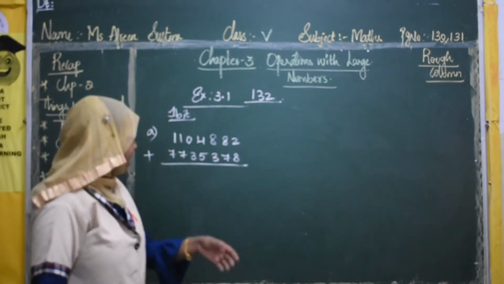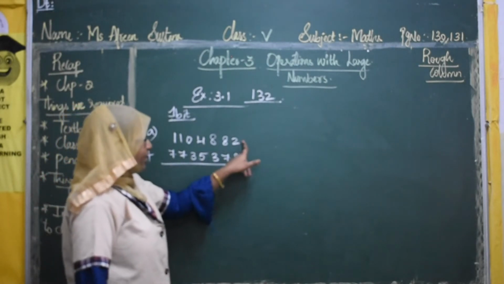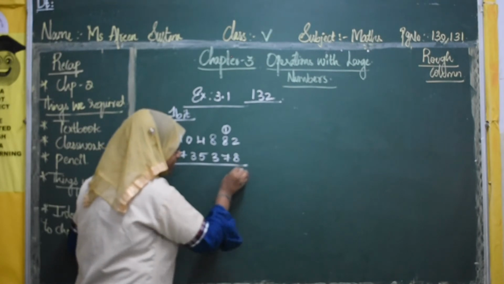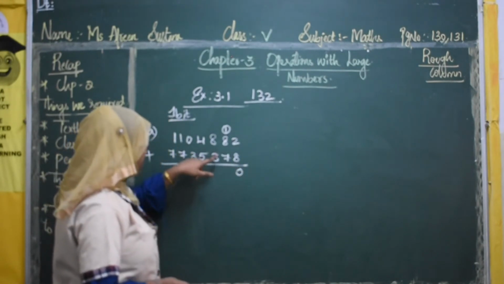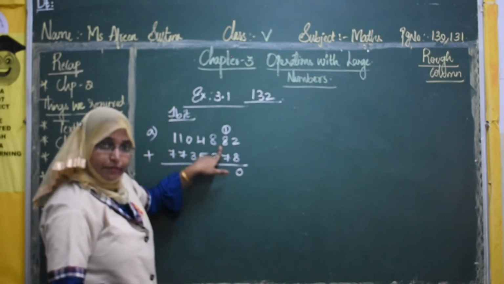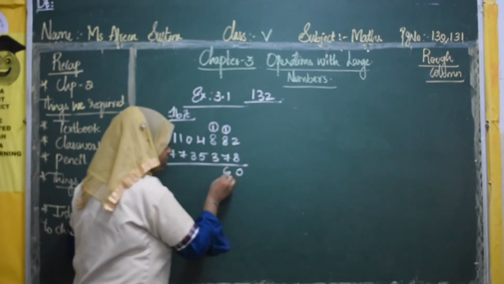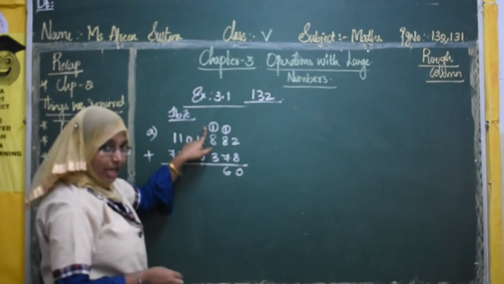Now first let us add this. 8 plus 2, 10. So what we will do? 1 will be carry, 0 will be down. Next, 7 plus 8, 15. 15 plus 1, 16. 1, 6. 8 plus 1, 9.